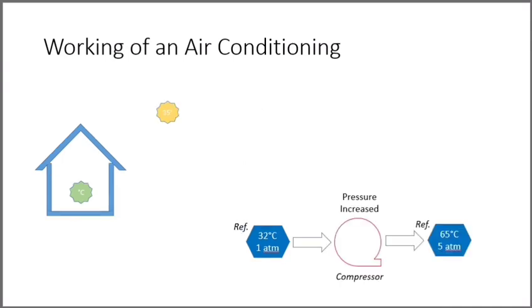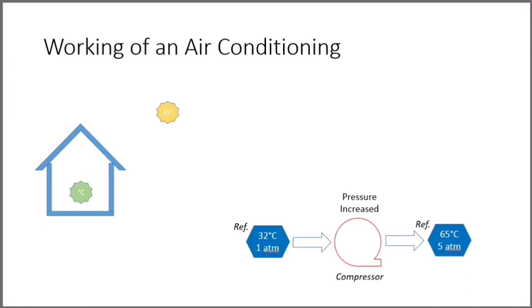Now, when the system is switched on, the refrigerant at 32 degrees Celsius and 1 atmosphere pressure enters the compressor, and the compressor compresses the refrigerant. Due to compression, the pressure of the refrigerant increases. According to the gas laws, when pressure rises, the temperature also rises. You can see here that the pressure has increased from 1 atmosphere to 5 atmospheres after the compression. Due to the rise in pressure, the temperature of the refrigerant, which was 32, has risen way above the outside air temperature.